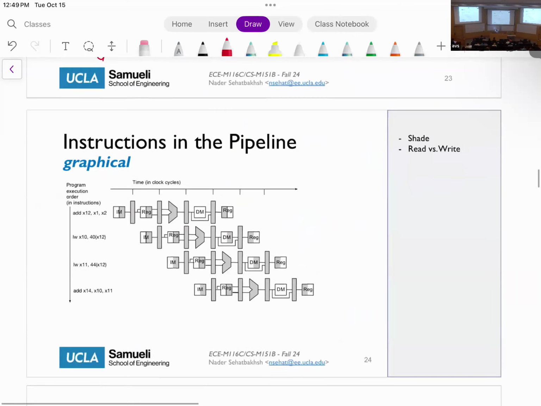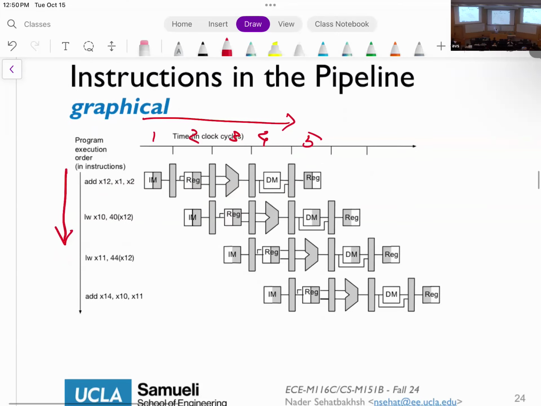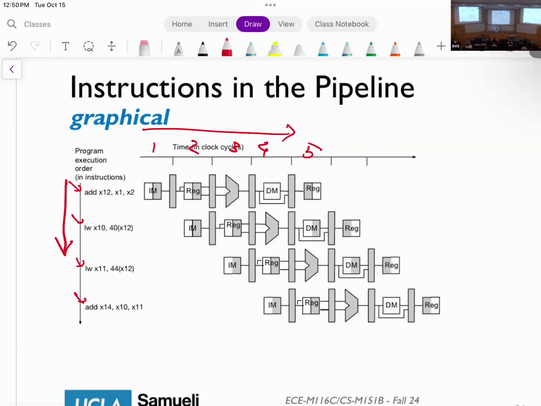Great. So this is also, as I said, the graphical way of showing this, a little bit less convoluted. For example, let's say I have 5 instructions, and this x-axis is my time. So this is cycle 1, this is cycle 2, 3, 4, 5, and so on. Let's say I have an add, then a load word, another load word, and another add. What will happen is that I'm going to have something like this.